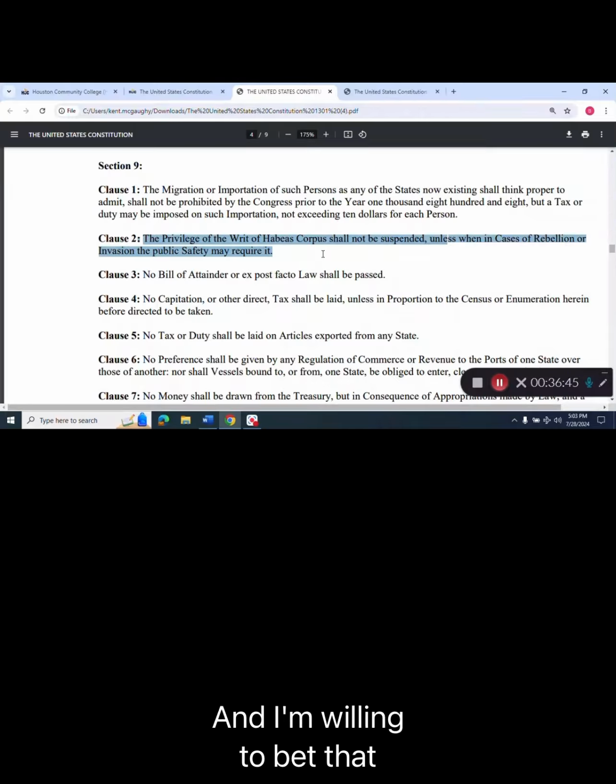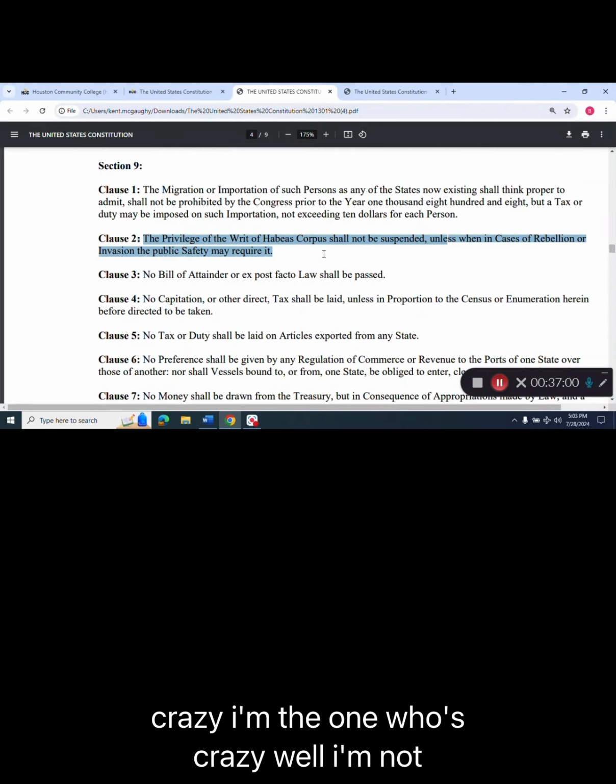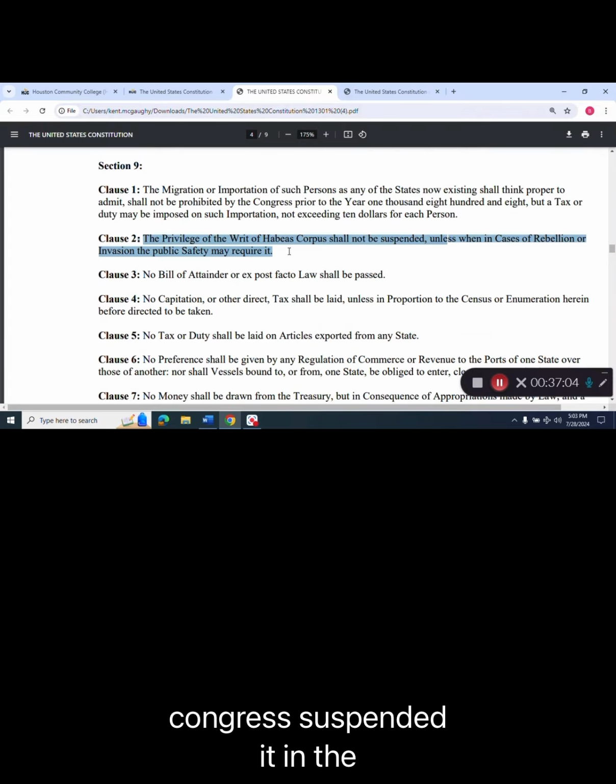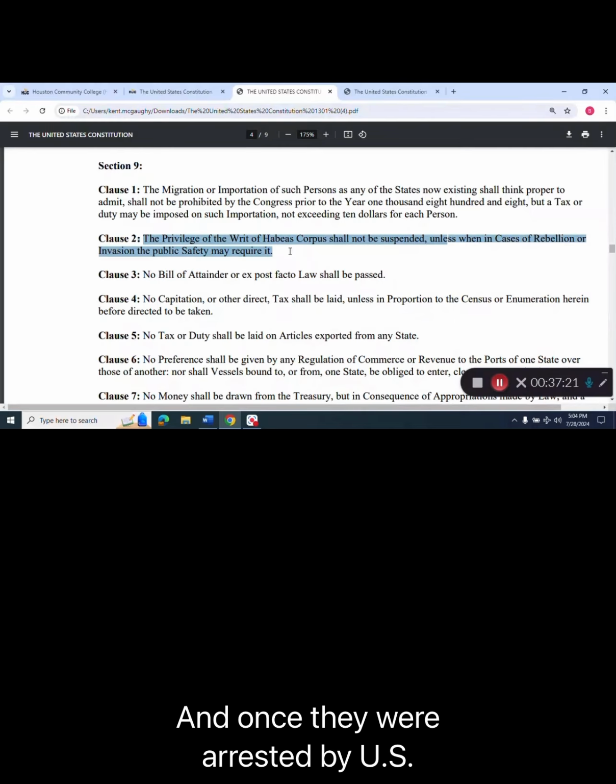And I'm willing to bet that there are a vast majority of people who do not even know this. Which may make some of you think I'm the one who's crazy. Well, I'm not. Congress suspended it in the immediate aftermath of 9/11. What happened is the United States went into Afghanistan in the immediate aftermath of 9/11 and began to arrest people.